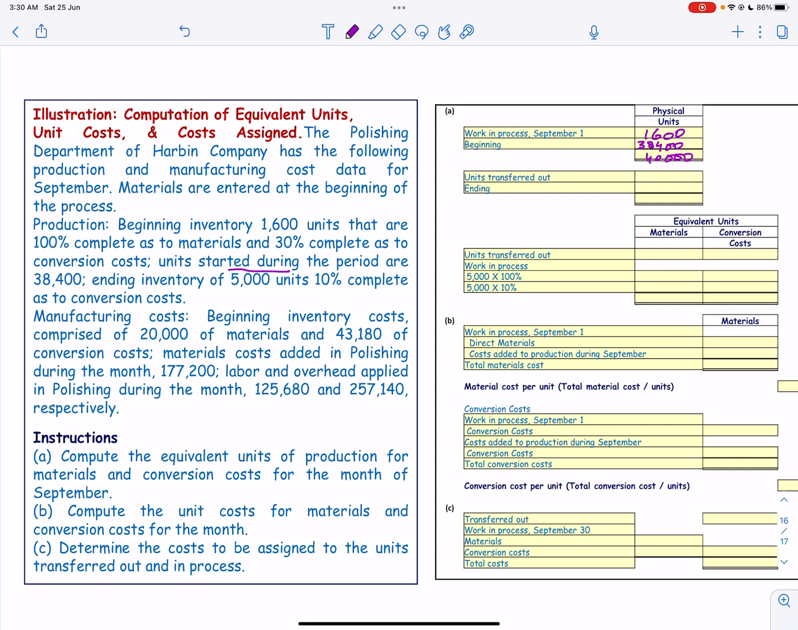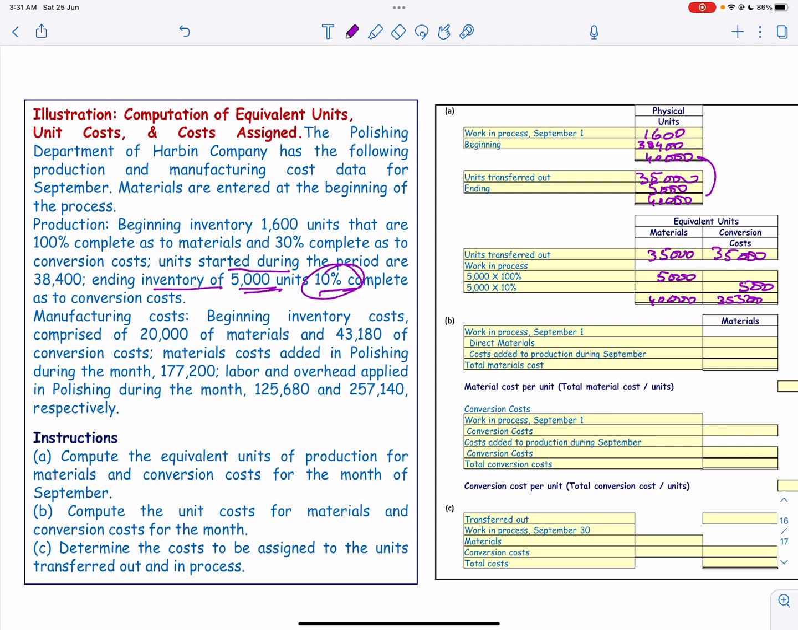Units transferred out, we are going to calculate. So we have a total of 40,000, and ending inventory is 5,000 units. And the balancing figure is 35,000 units, so units transferred out is 35,000. And for the material it is 100%. So 5,000 were there, so 100% is 5,000. And 10% is for the conversion, so that makes 500. So if you make the total, this is 40,000 and 35,500.